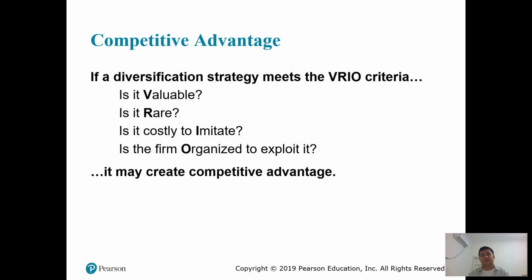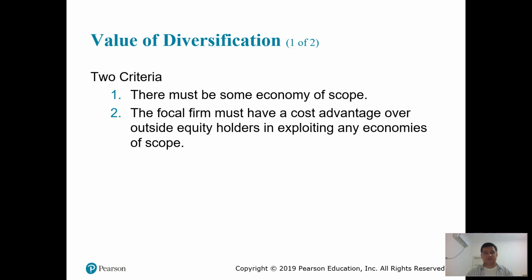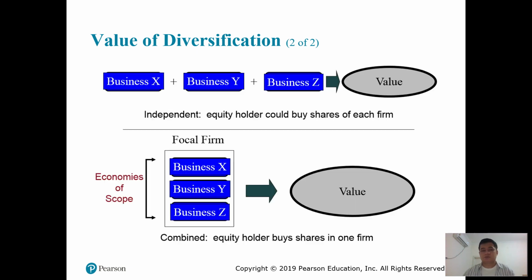Competitive advantage: if a diversification strategy meets the VRIO criteria, which stands for valuable, rare, imitable, and organized, it may create competitive advantage. So there are two criteria. The first one is that there must be some economies of scope, and the focal firm must have a cost advantage over outside equity holders in exploiting any economies of scope. Here you can see business X, business Y, and business Z that go to value, and an independent equity holder could buy shares of each firm.